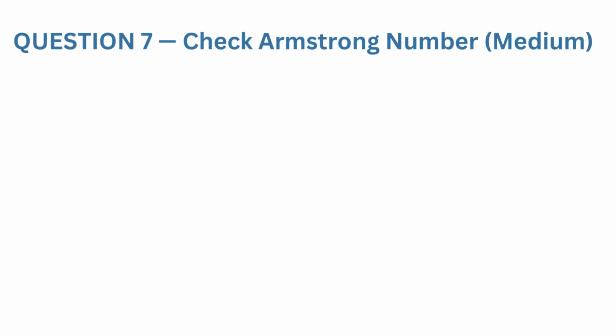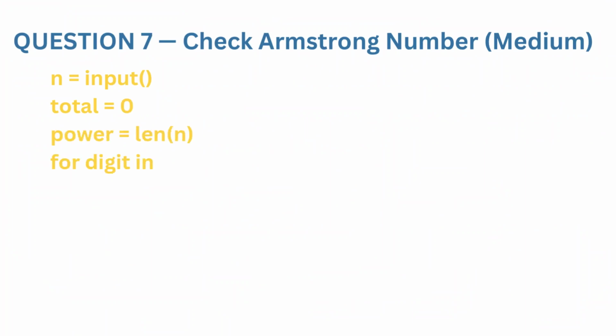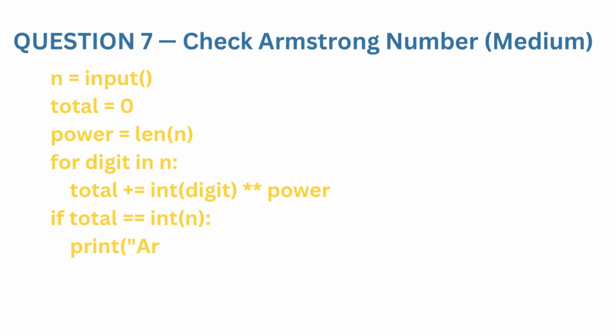So we can solve as n equal to input, that means a number will be inputted, and we have to initialize total equal to 0 and the power will be length of n, that means the length of the number will be the power. For digit in n, total will be total plus integer of digit to the power, and if total equal to n, that means the inputted number, then it will be Armstrong or else it will not.